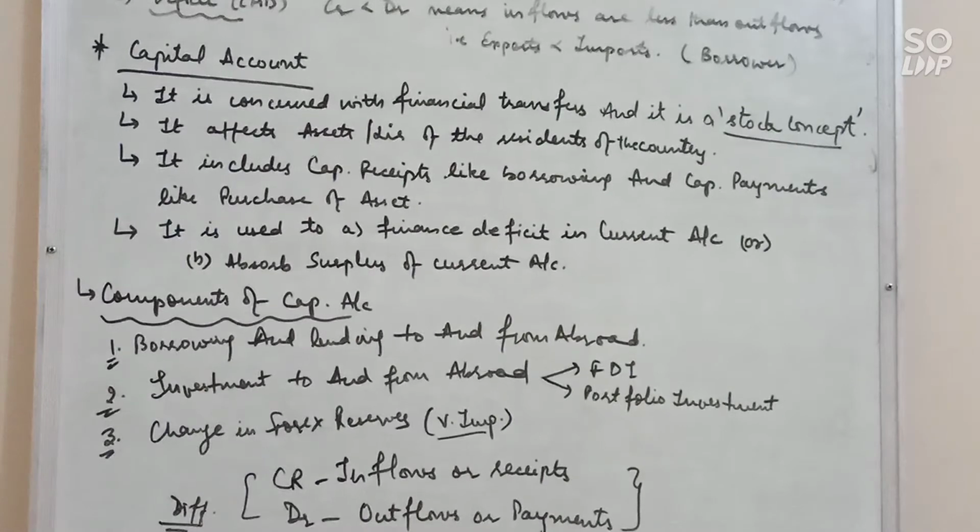Next is change in foreign exchange reserve. This point is very important. You may get this question for 4 marks, 3 marks or even 6 marks. The foreign exchange reserves are the financial assets of the government which are held by the central bank. It is an important component of the capital account. It affects the asset and liability of the country or the government. So any withdrawal or deposits will be recorded in the BOP.